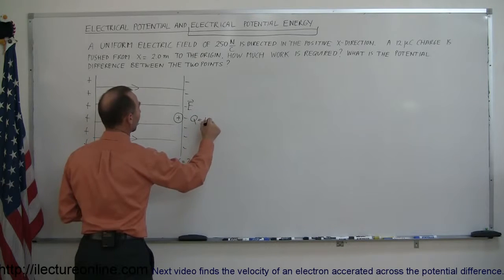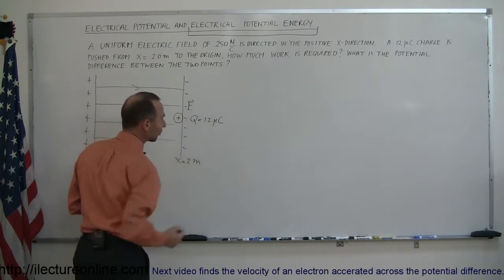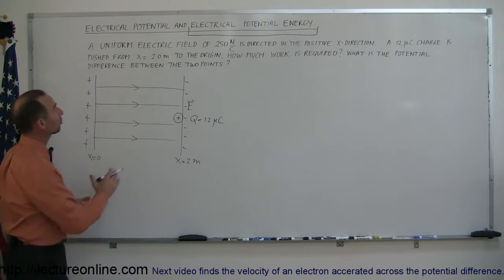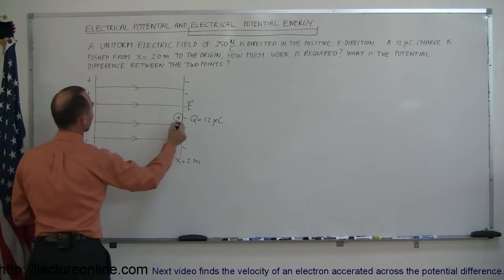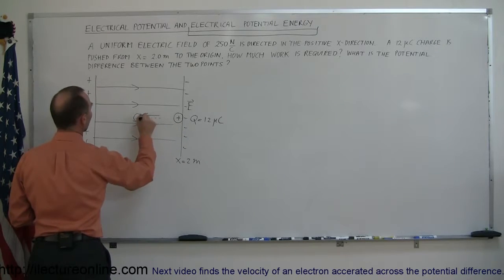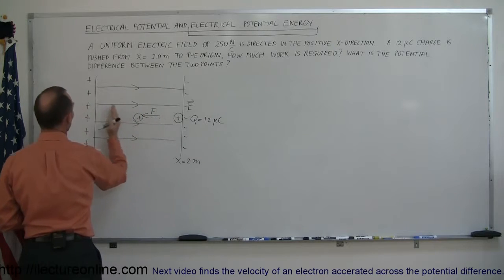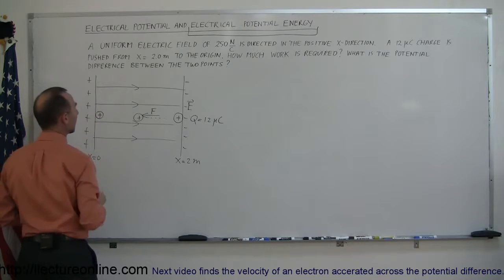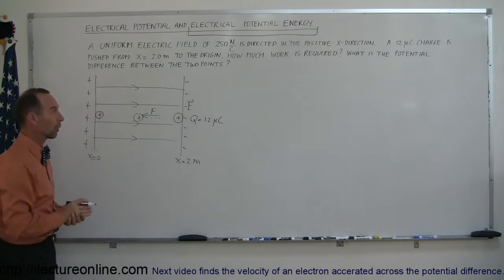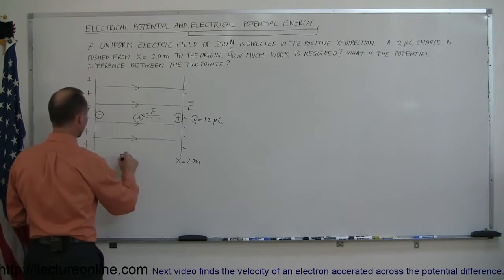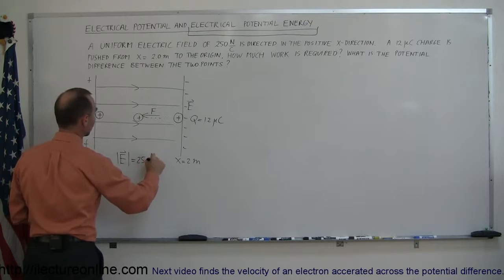Q is equal to 12 microcoulombs. Micro is 10 to the minus 6 coulombs. And now we're pushing this all the way to the origin. So we're giving it a push with some force F and bringing it all the way over to the other side until we reach the other side at the origin. And the question is how much work is required to do that. Also, let's write down the strength of the electric field. The electric field strength is equal to 250 newtons per coulomb.